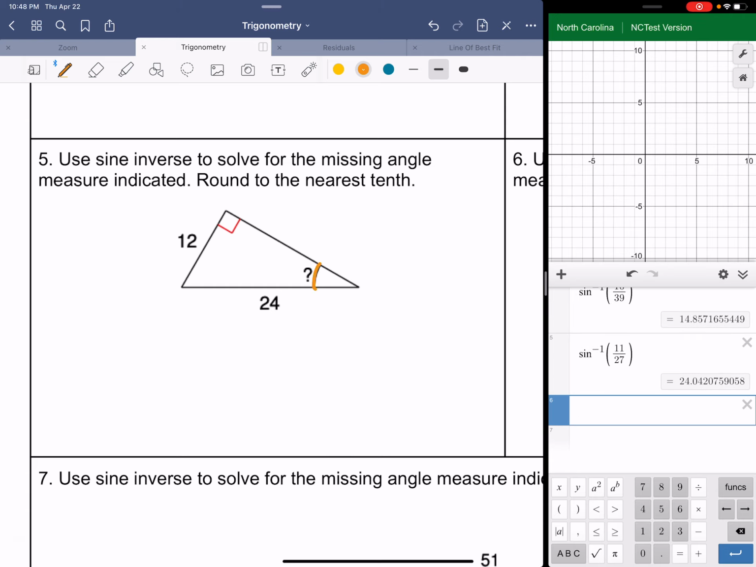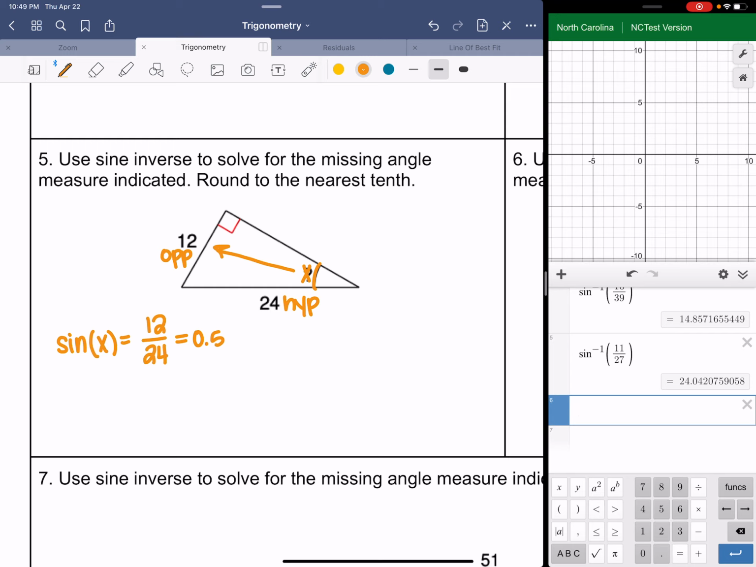Number 5, again, we have this angle. Just notice this triangle is oriented a little bit differently, but same process. We have the opposite over the hypotenuse. So that tells us to use sine of x equals 12 over 24. Now, I do want to point out that since we're rounding, it's okay if you go ahead and evaluate 12 over 24, which is 0.5, or 1/2. So if you wanted to do that, you can.